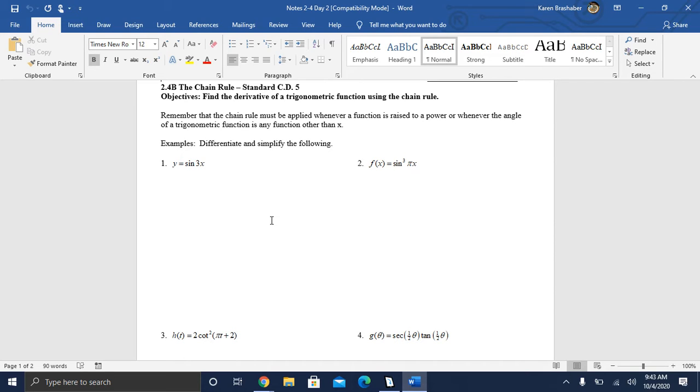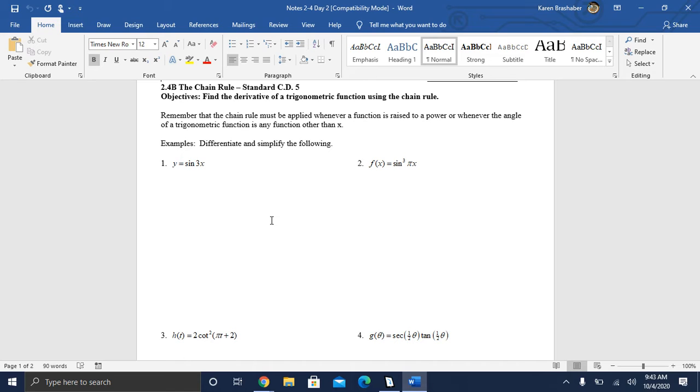So the first one is kind of a comparison of when you have a trig function with an angle that requires the chain rule, as opposed to the second one, which is a trig function that actually has a power and requires the chain rule. So we'll look at number one, and it says y equals the sine of 3x.